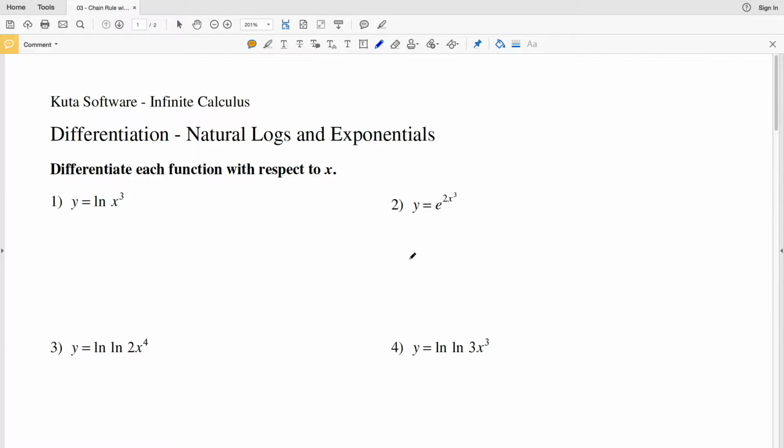In this video, we're going to complete the Kuta Software Infinite Calculus free worksheet, Differentiation with Natural Logs and Exponentials.